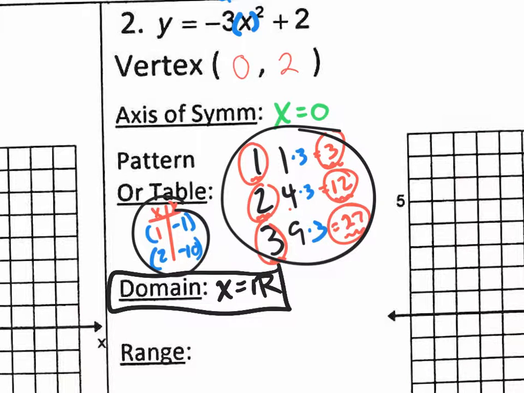The range, it's going to be y. Is it going to be greater than or equal to or less than or equal to? Less than or equal to, because the a value is negative, which means it's going down. So I already know it's less than or equal to. And I'm not even looking at the graph here because we haven't even graphed it yet, but we know it's going to be less than or equal to the y value of your vertex, which is 2. So you guys see how we're getting all these points even without the graph?